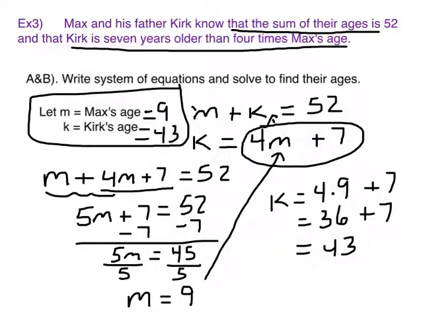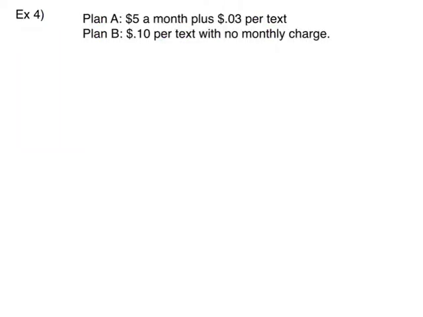Time to move on. One more we're going to do. All right, on to example 4. It says 2 cell phone plans offer different text packages. They are outlined as follows. Plan A is telling you you've got $5 a month plus 3 cents per text. And plan B is just 10 cents per text. Then there's no monthly charge. So they ask us basically, is there a certain number of texts when the two plans cost the same amount? Determine your answer by setting up a system of equations for the two plans.